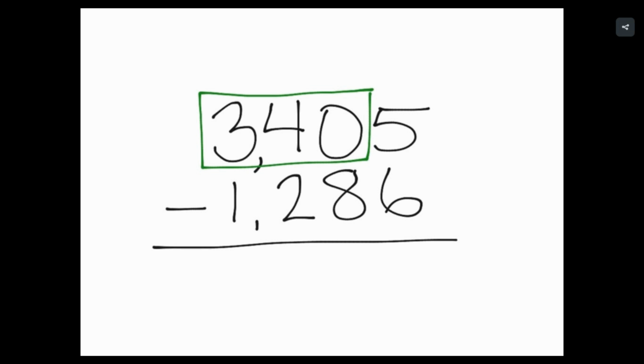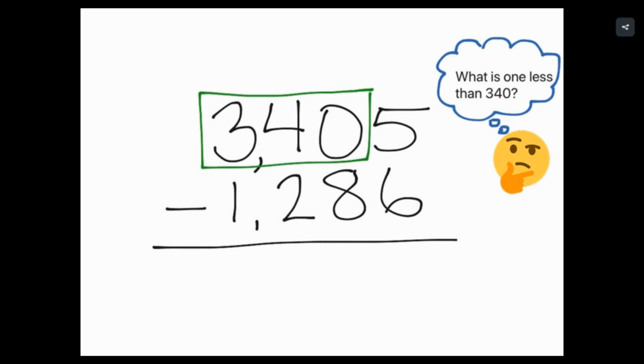Ignoring the rest of the numbers, what number is in the box? 340. Now I need to think, what number is 1 less than 340? If you're struggling to think of this, try thinking of what number is 1 less than 40, and that might give you a place to start. So, what number is 1 less than 340? It's 339. So I'm going to cross out my 340, and above it, write 339.